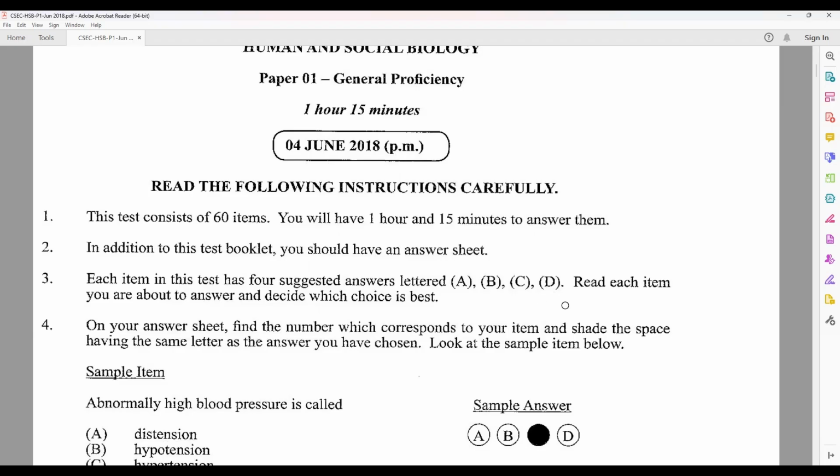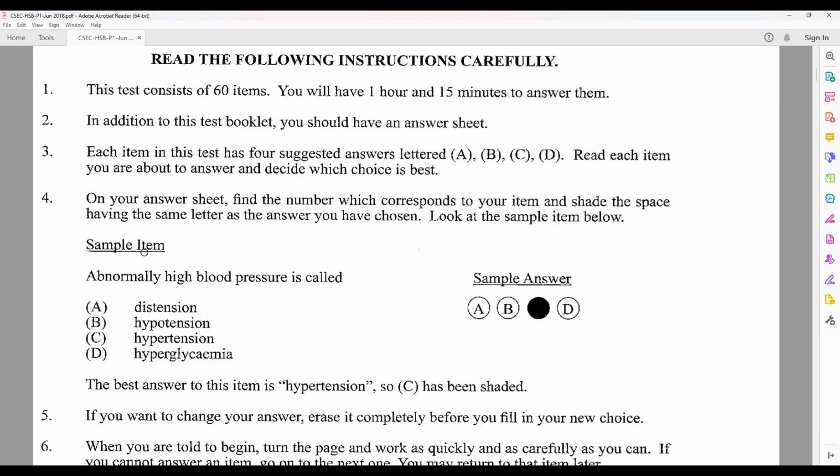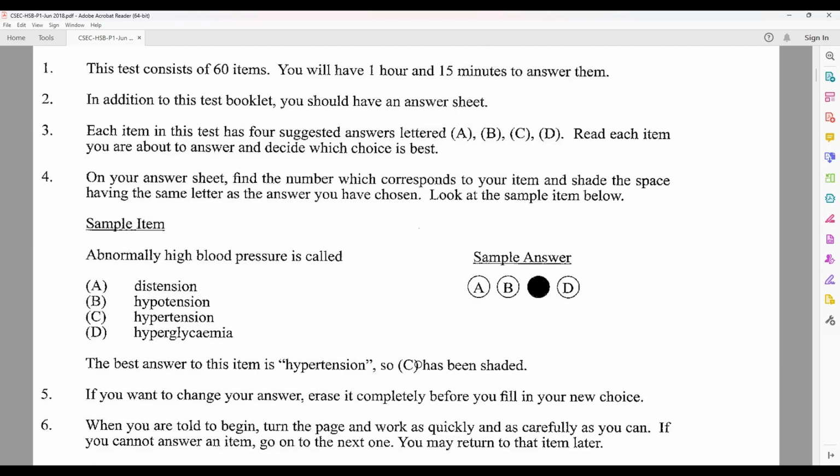And you are to choose one of these answers, and they give you a sample item and show you how to shade your work and answer it. And just a reminder that you have to provide the best answer. The best answer is what they're asking for.